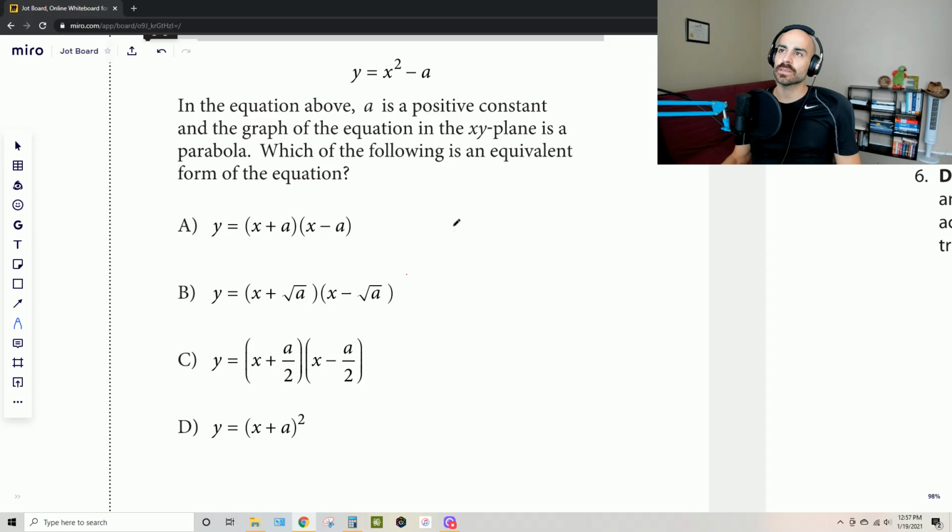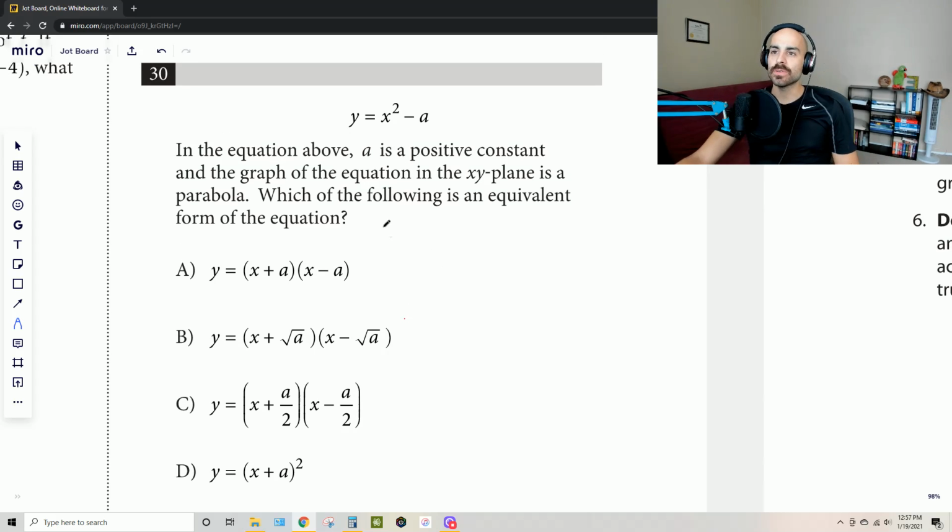So I think this is left as the last problem of the multiple choice because it's testing a skill that is not commonly covered in algebra after you learn it the first time, and that is finding the difference of a perfect square.